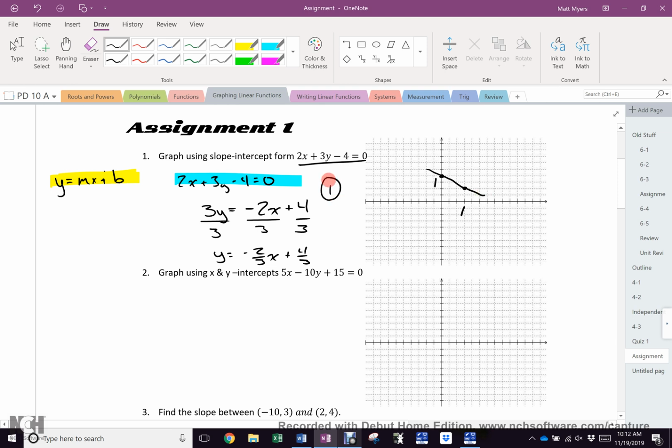1 for the algebra, 1 for the graph, 2. Because all of you should be able to move an equation around by now.